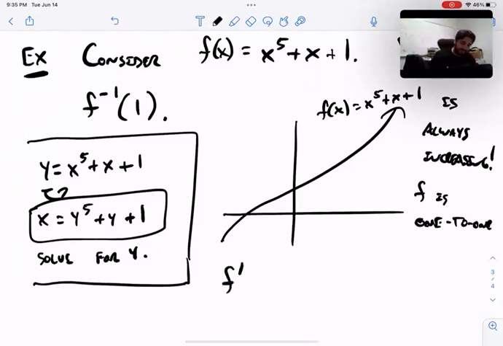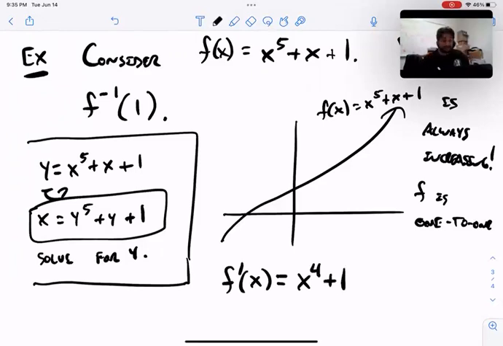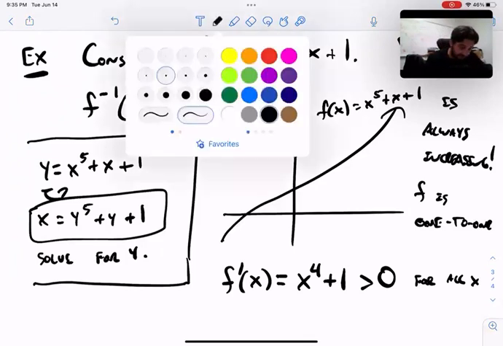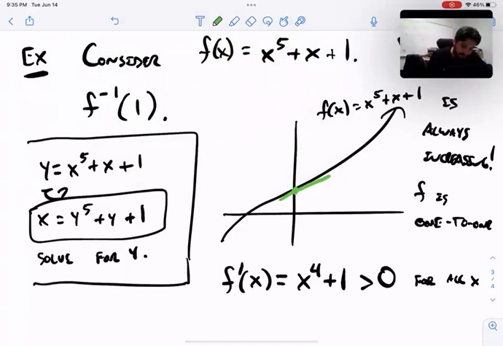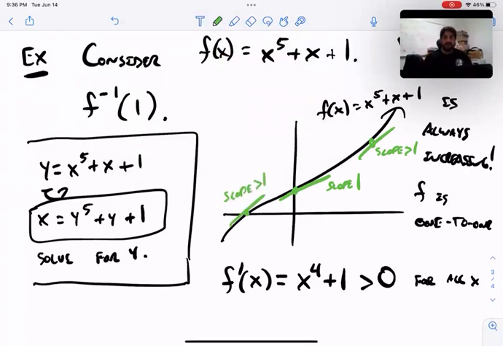Why do I know it's always increasing? Well, I know it's always increasing because the derivative, x to the fourth plus 1, is always positive for all x. In fact, it's always 1 or greater for all x. So the minimum slope of this function is actually slope 1, which occurs right here when x is 0. Everywhere else, it's actually steeper, slope greater than 1. So this function has positive slope on the whole real number line. So I know it's invertible, but I have no idea what the formula is for the inverse, right?